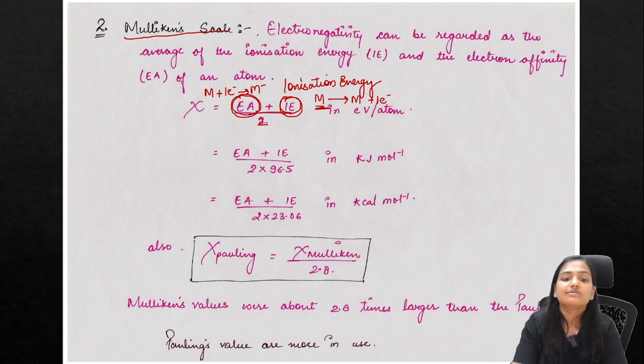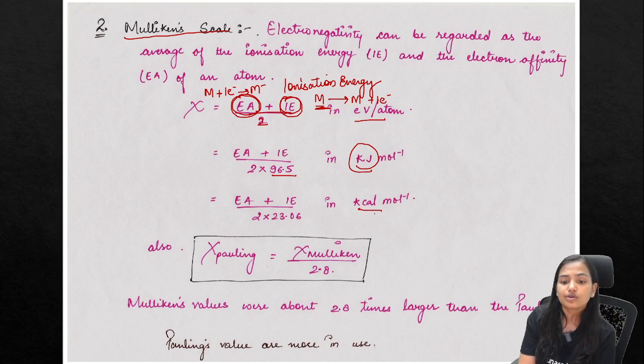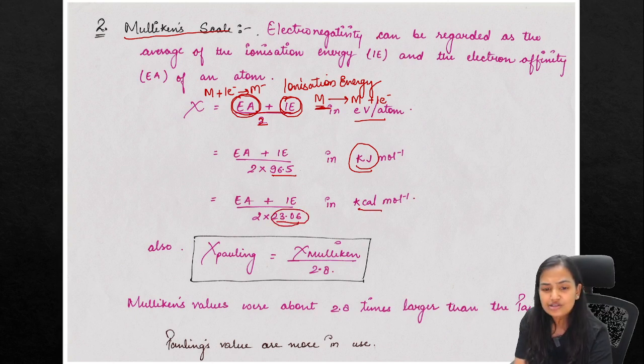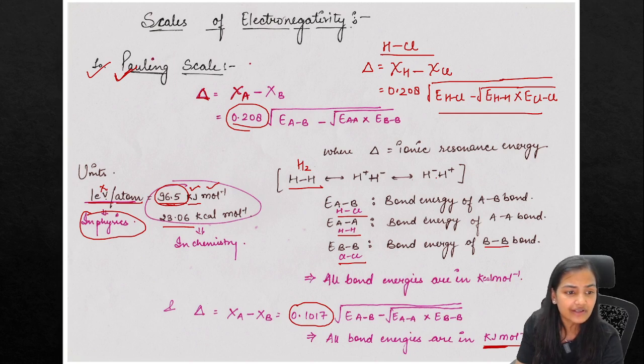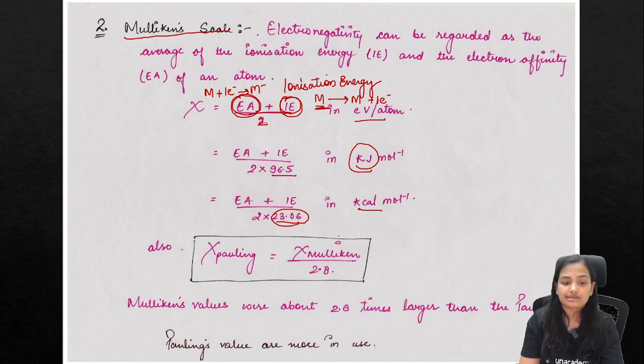So this is as per the Mulliken scale. Okay, if we do all such calculations in terms of electron volt per atom, and you convert into kilojoule, this will be multiplied by 96.5. If you want to convert it into kilocalorie, then you have to multiply it by 23.06. So it's just a conversion. Here I have given you what this 1 electron volt is all about. So this way we can do the conversion. This is as simple as that.